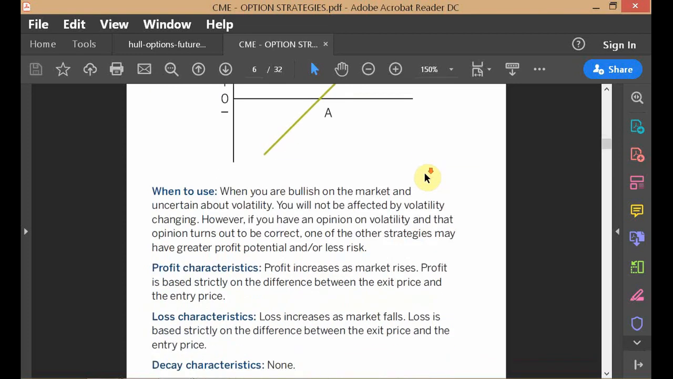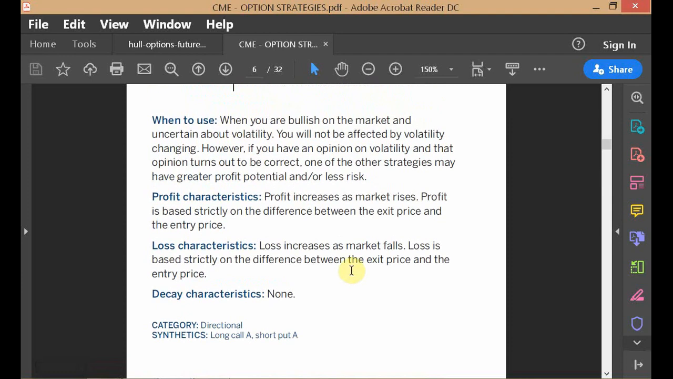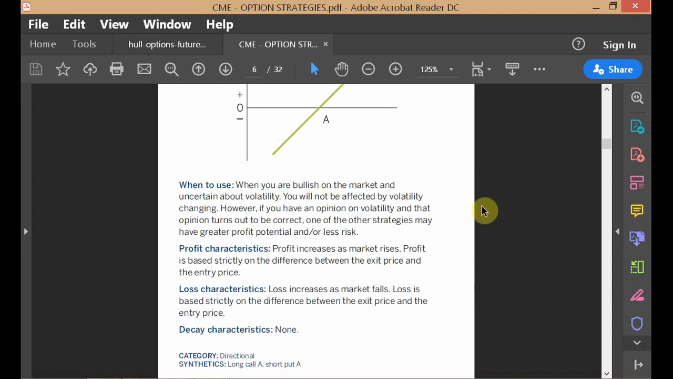In this book, when you look at it, for every strategy they've given you the synthetic equivalent. And you can see now the synthetic equivalent of the position that we had, of the long position.